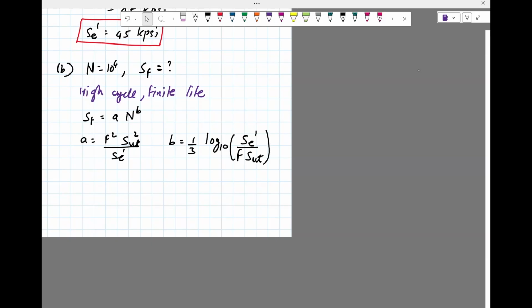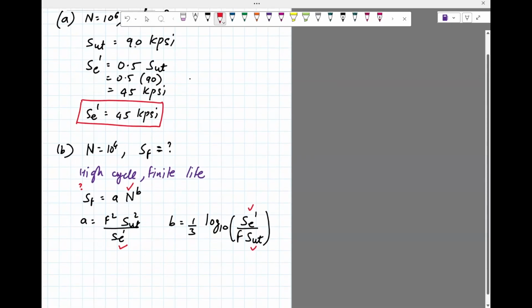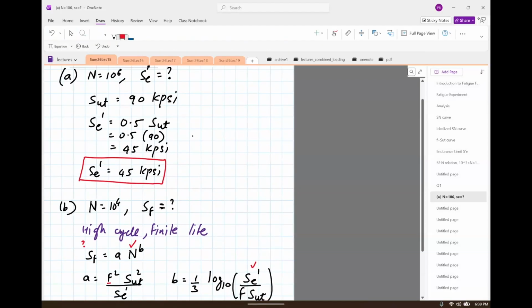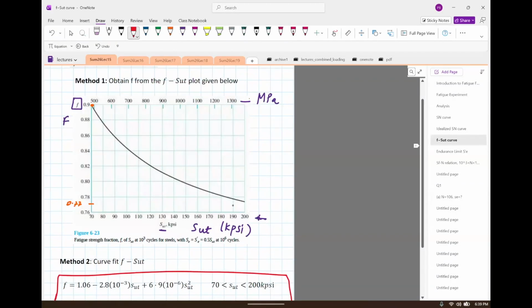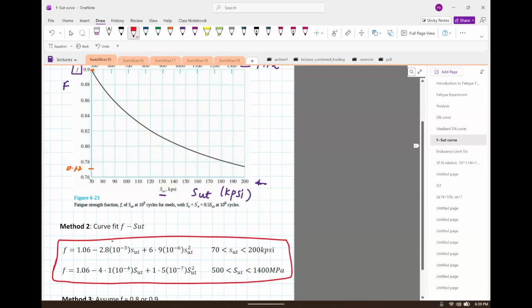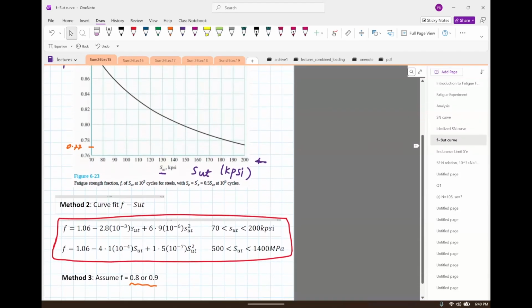Okay, so now let's see what is known, what is unknown. We need to get A and B, and then only we can compute the other one. So this is known, N, it's 10 raised to 4. SF is unknown. A and B need to be found from these equations. In this equation, SE prime is known because it's 45 kpsi. SUT is known, it's 90 kpsi from that table. What's unknown is F. So we need to find F. So how do we get F? Well, we know that there are three ways to do it. We have this curve, and then we have the fit to the curve. The easiest way is probably the third one, though it is less accurate.